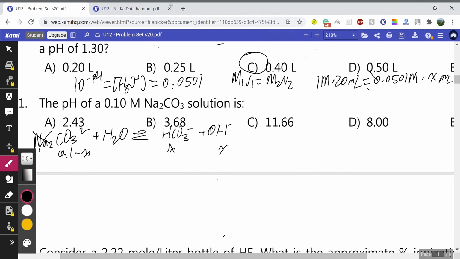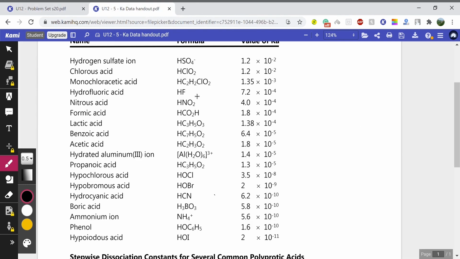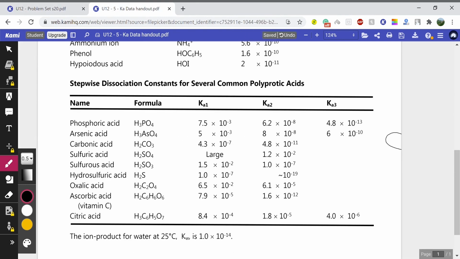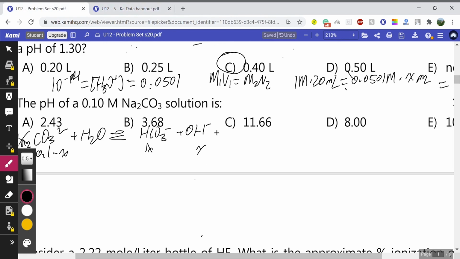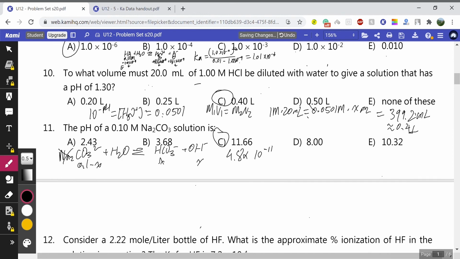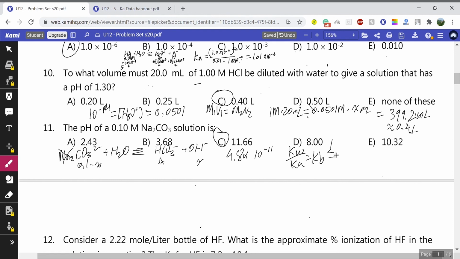So what is the K of HCO3? K of H2CO3 is going to be K2. We're dealing with K2 because of the CO3 2 minus and HCO3 minus. So K2 is going to be 4.8 times 10 to the negative 11. Now that we have our K value, we can do Kw divided by K to get our Kb for our base, because we're dealing with a basic solution. This is going to be 1.0 e to the negative 14th divided by 4.8 e to the negative 11th to give us 2.08 times 10 to the negative 4th.